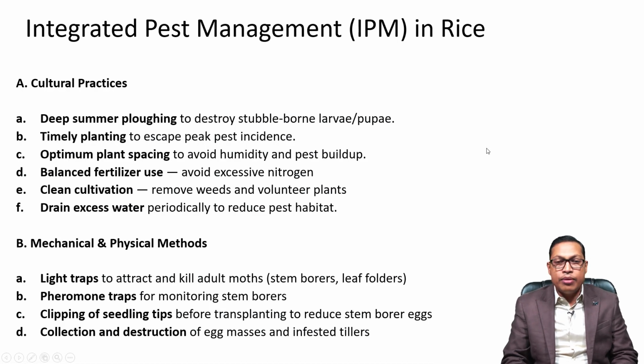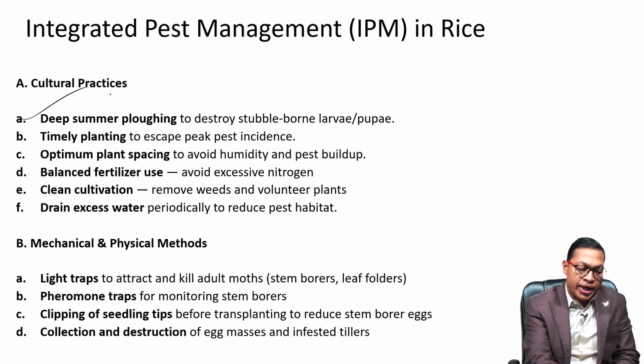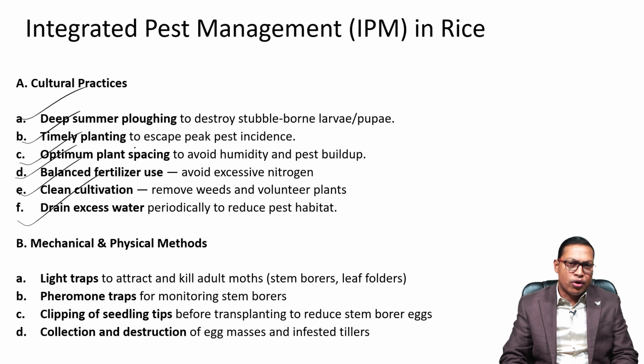So, how can we manage the problems in rice? We will go for different agronomical practices like deep summer plowing, timely planting, optimum plant spacing, balanced fertilizer use, clean cultivation, and draining excess water. These are the agronomical measures, as we have discussed in cereals pest management.